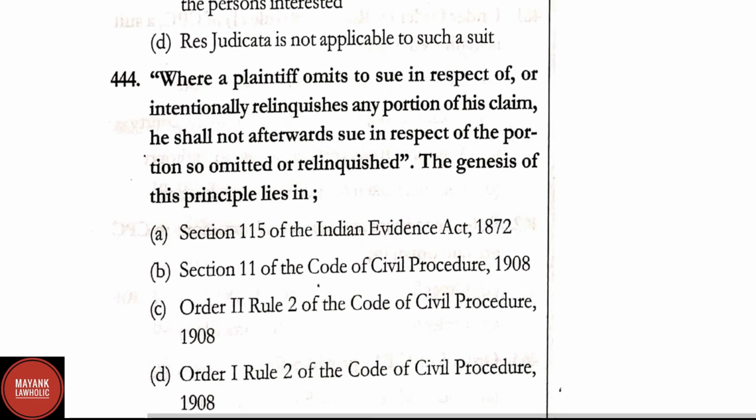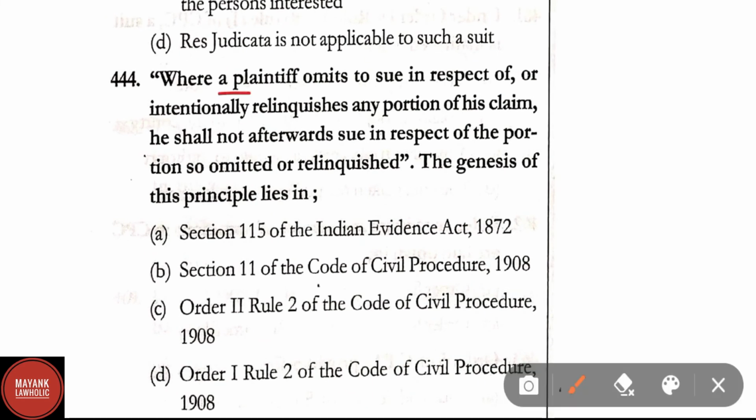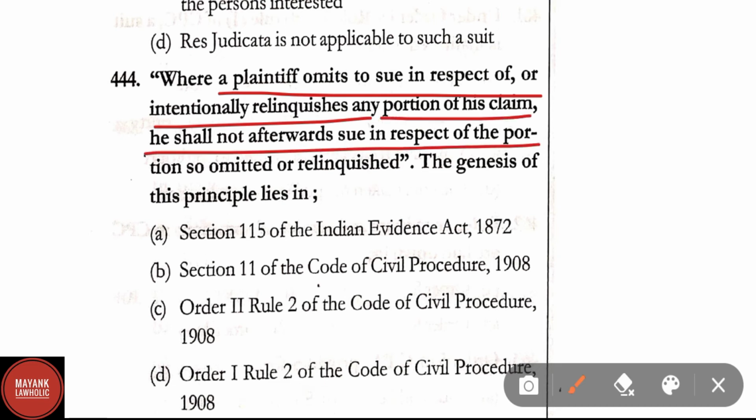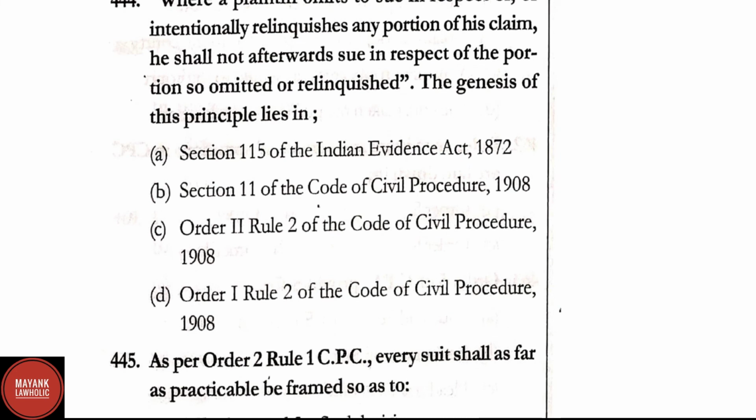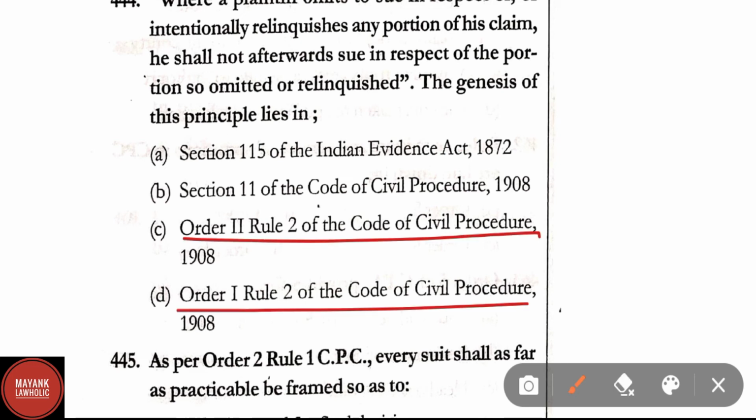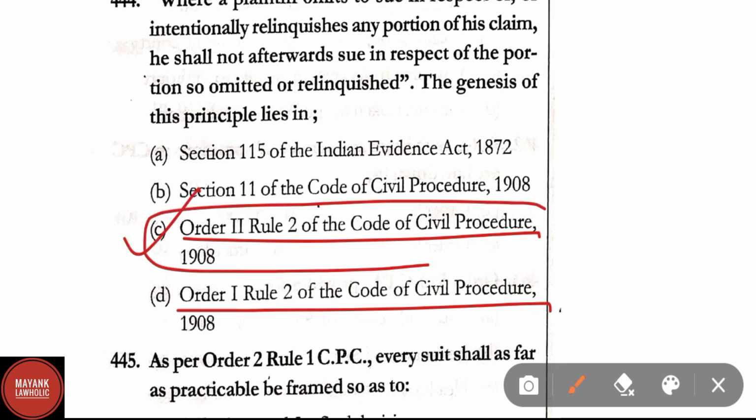Question number 444. Where a plaintiff omits to sue in respect of or intentionally relinquishes any portion of his claim, he shall not afterwards sue in respect of the portion so omitted or relinquished. The genesis of this principle lies in option A, Section 115 of the Indian Evidence Act; B, Section 11 of the CPC; C, Order 2 Rule 2 of the CPC; D, Order 1 Rule 2 of the CPC. Here in question number 444, the correct answer is option C, that is Order 2 Rule 2 of the CPC.